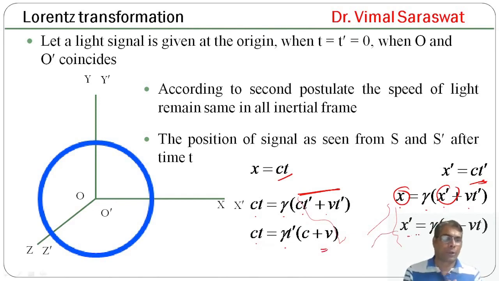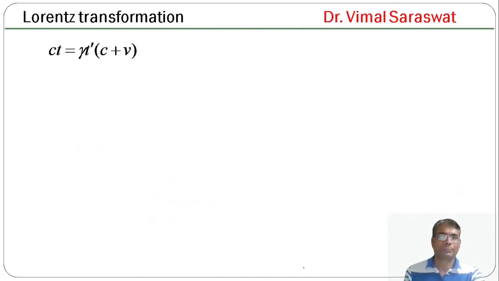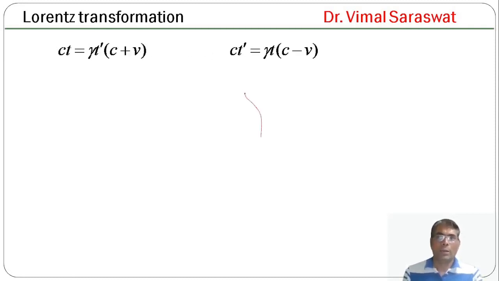Also x dash equal to gamma into x minus vt. Now we replace this x with ct and this x dash with ct dash, and we get ct dash equal to gamma t into c minus v. Now ct equal to gamma t dash into c plus v, and also ct dash equal to gamma t into c minus v.